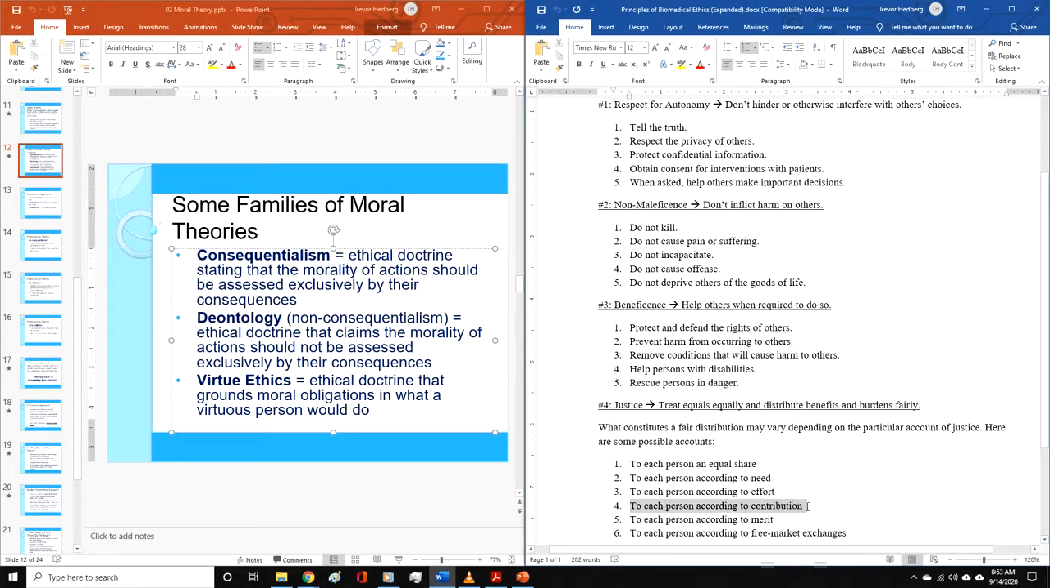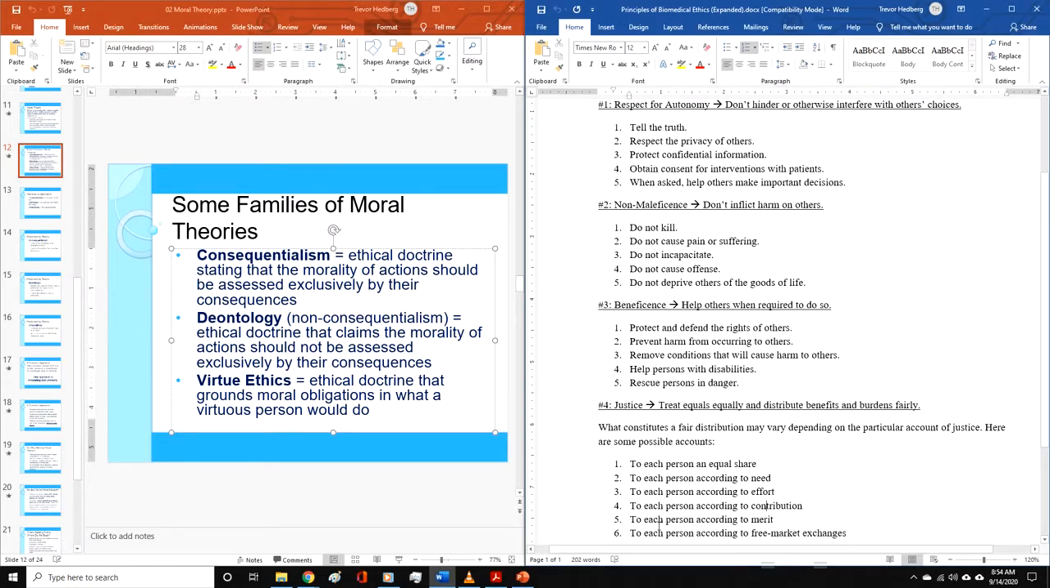Another one you probably won't see used very much is to each according to their contribution. This makes sense if you're doing something like allocating grades on a group project, or determining how much a group of people should be paid for some kind of joint job that they do. But if you're talking about how people should be provided medical care, this is again probably not going to be the standard that you use.